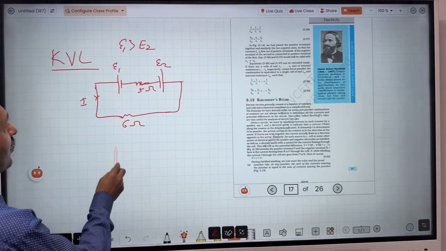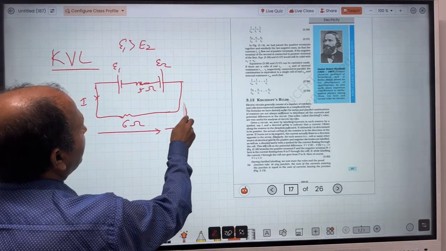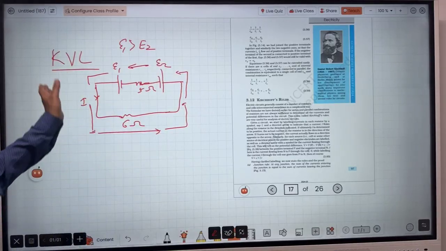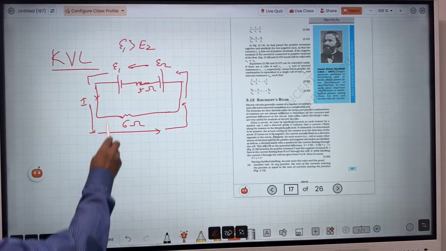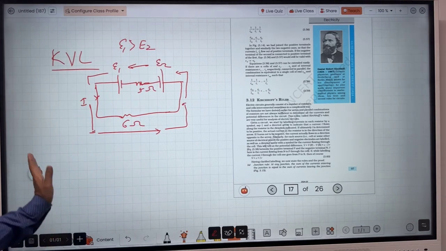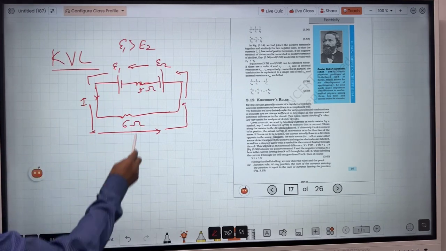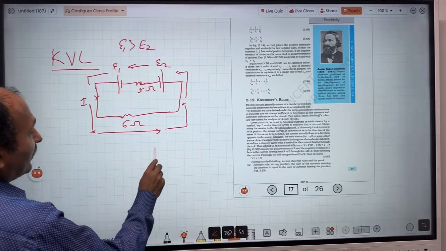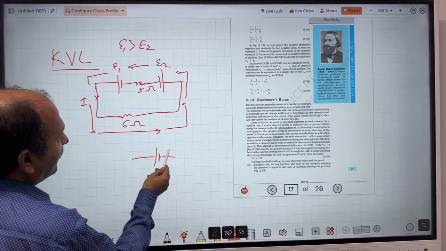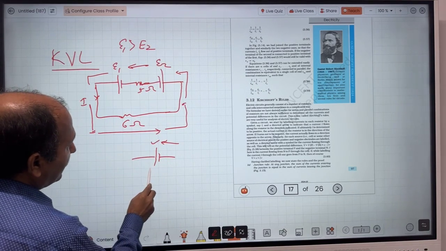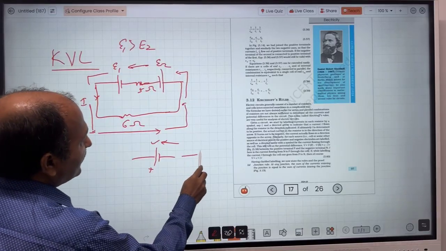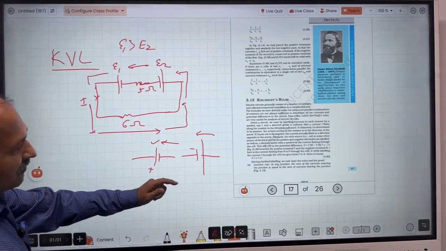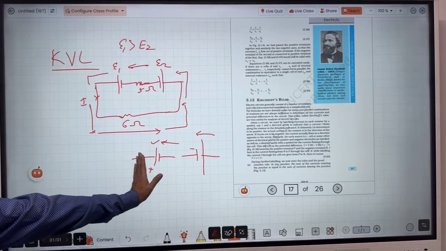So what you have to do, you have to consider a closed loop. Suppose you move in this direction. You are considering a closed loop. Then sum of voltage equals sum of products of IR. So let's see voltage in the direction of current. What you have to check, suppose this is a cell and you are moving from this side. So you have to take the sign of this plate. So a positive sign you will write. But suppose the cell is like this and you are moving in this direction. So you have to take this sign. Means the sign of the second plate must be considered.